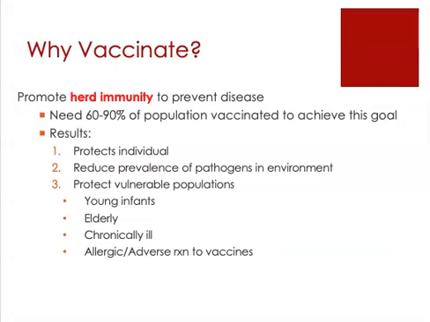And finally, there are people in any population who cannot be vaccinated, either because they are allergic to something in the vaccine or because they've had an adverse reaction to a vaccine in the past. These are the folks that we're trying to protect when we vaccinate 60 to 90% of a population.